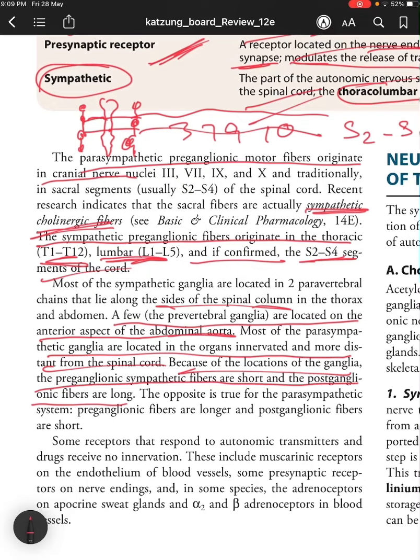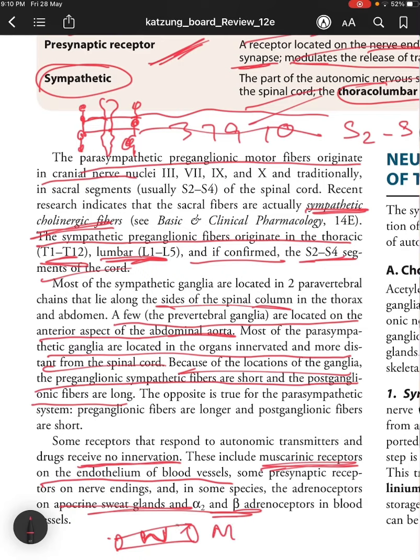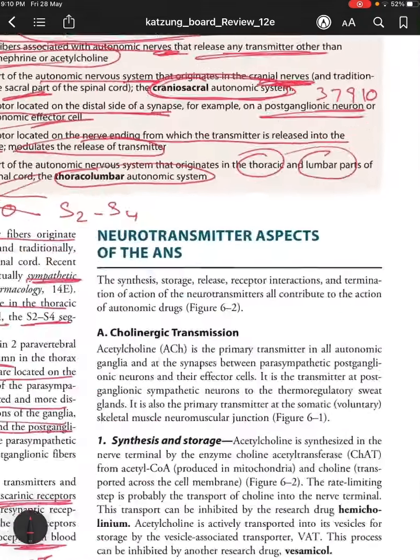Some receptors that respond to autonomic transmitters and drugs receive no innervation. These include muscarinic receptors on the endothelium of blood vessels, some presynaptic receptors on nerve endings, and in some species, the adrenoceptors on apocrine sweat glands, and alpha 2 and beta adrenoceptors in blood vessels. So the muscarinic receptors on the endothelium of blood vessels, and also some nerve endings, and also alpha 2 and beta adrenoceptors in blood vessels, and some apocrine sweat glands, do not have any innervation.